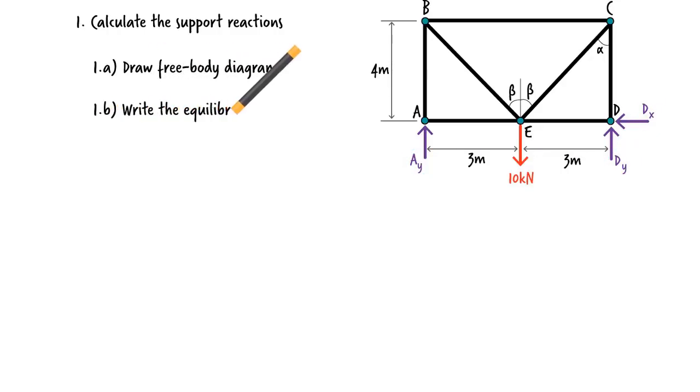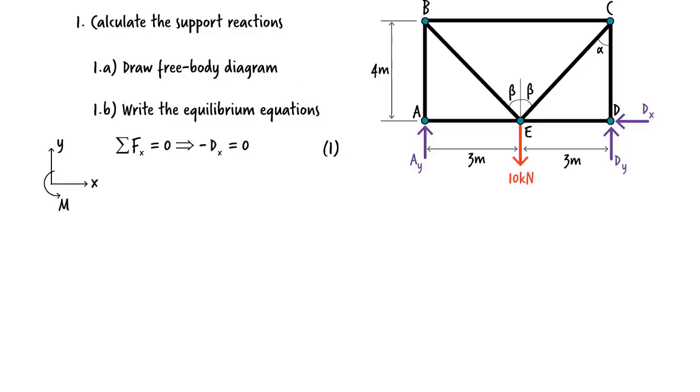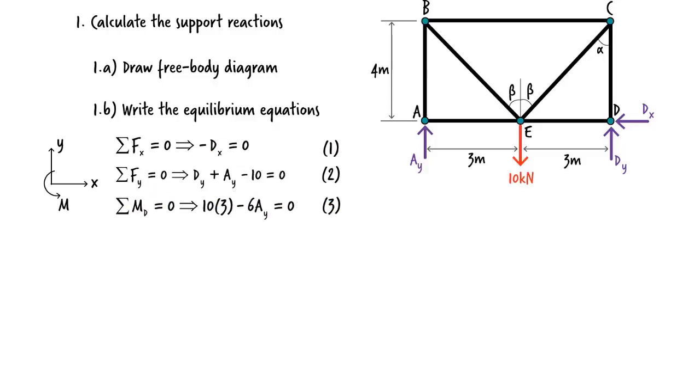We can write three equilibrium equations. The sum of the forces in the x direction must be 0. The sum of the forces in the y direction must be 0. And the sum of the moments, say about point D, must be 0.